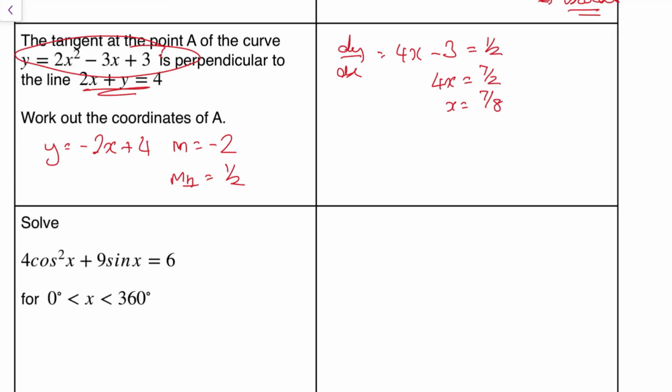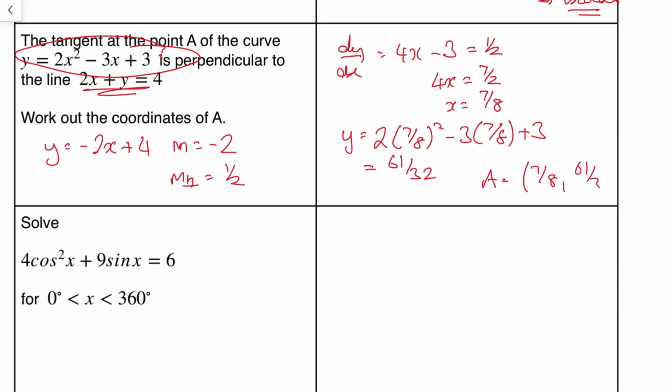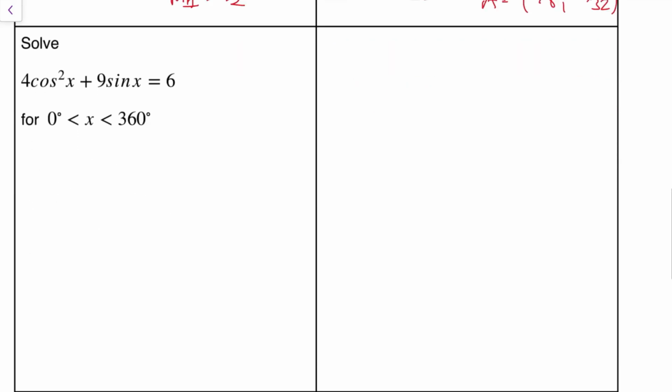It's not very nice numbers, is it? Now, I am putting that back into the y equation, which again is not going to be very nice. So it's going to be 2 times 7 over 8 squared minus 3 times 7 over 8 plus 3. Right, calculator out. If this were a non-calculator exam, you could do it, but I'm going to just get it right on a calculator. So that is 61 over 32. What does it want? Work out the coordinates of A. So therefore A is equal to 7 over 8, 61 over 32. I have to say, if I got that in an exam, I wouldn't be happy, but it's what the maths has given me. All right, next and final question today.